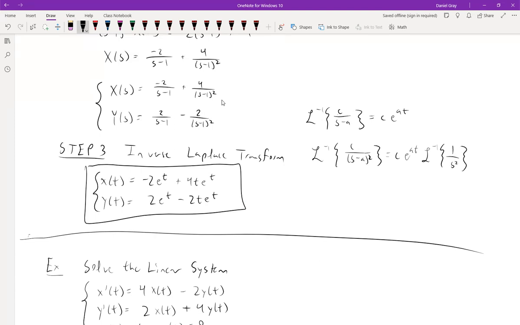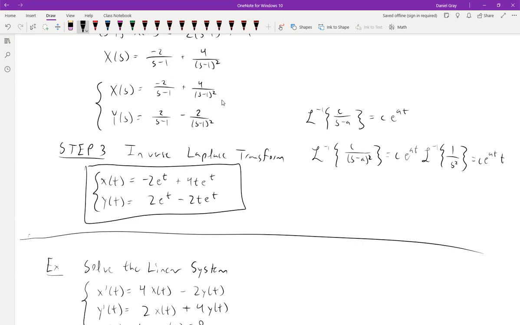And now the Laplace inverse of 1 over s squared is just t. So I get c e to the at times t. And so that's how I get that the Laplace inverse of 4 over s minus 1 squared is just 4 times t e to the t, right? Because my a is equal to 1, and this constant c is just 4.